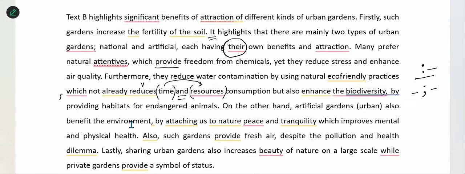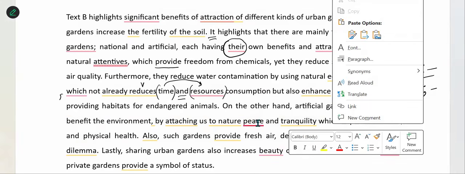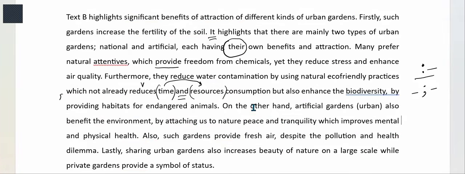By providing habitats for endangered animals. On the other hand, urban also benefits by attracting natural peace and tranquility. It should be followed by a comma. Okay, which improves mental quality. Look at this, there is another mistake. Nature, peace, and tranquility are plural nouns, which is a relative pronoun, and it should be improve or improves. It should be improve mental and physical health.